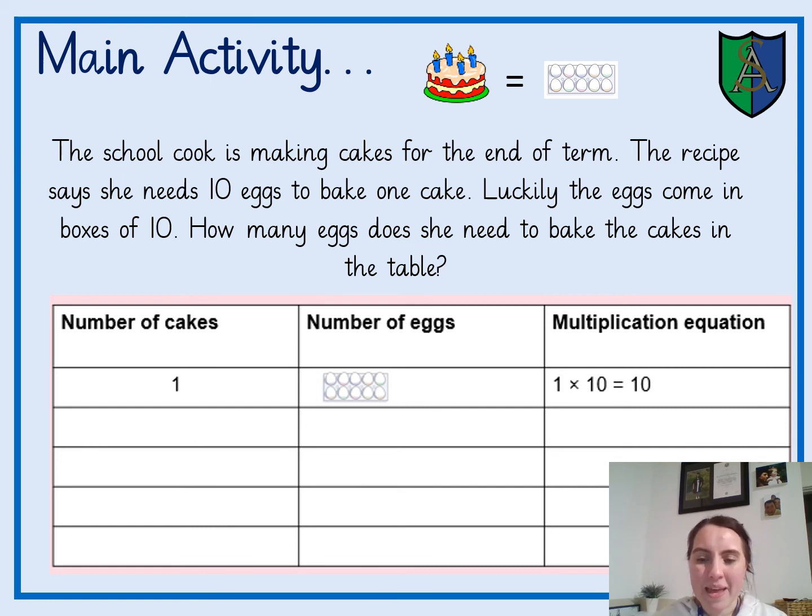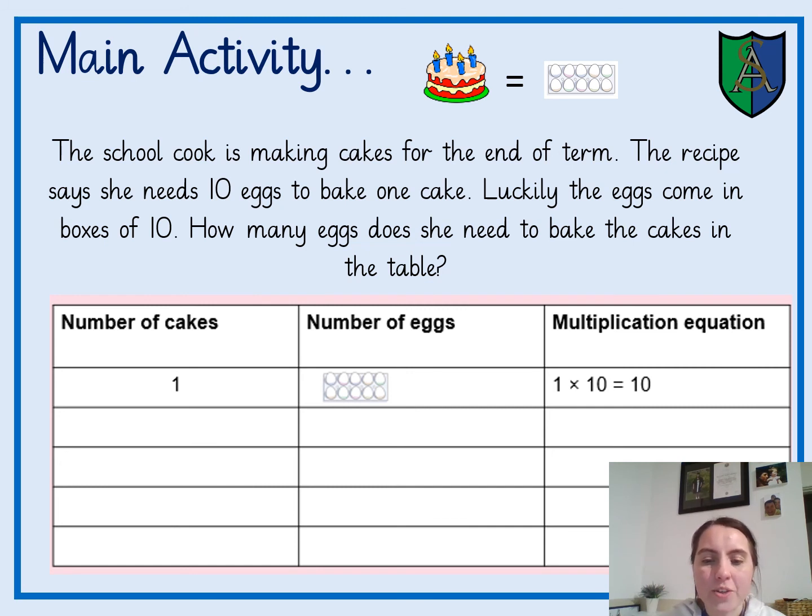So today, it's a bit like yesterday's task. You're going to be using that table again, and you're going to be creating a table of 10. So what we're going to do is, the school cook is making some cakes for the end of our term. The recipe says that she needs 10 eggs to bake 1 cake. Now, luckily, all of the eggs come in boxes of 10. So we need to figure out how many eggs she will need to bake the cakes, okay? So the first thing that I'm going to do on my table, and I did this yesterday with my class, and they seemed to really understand what they had to do.